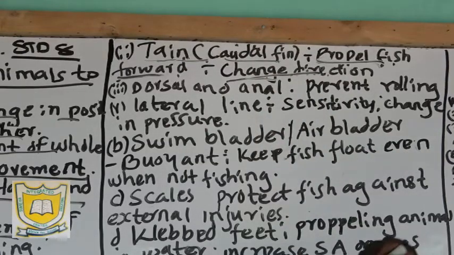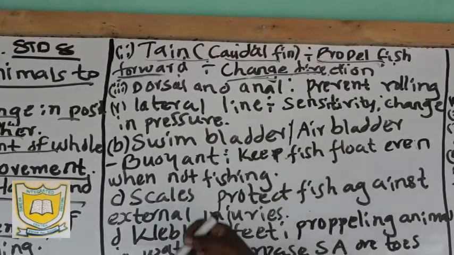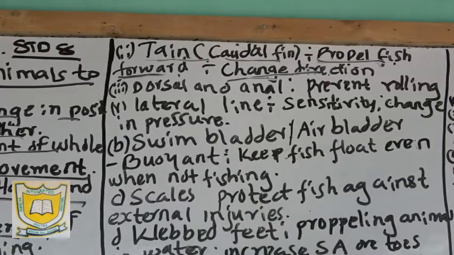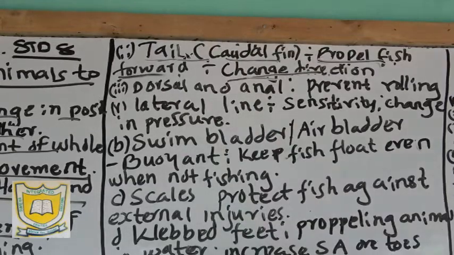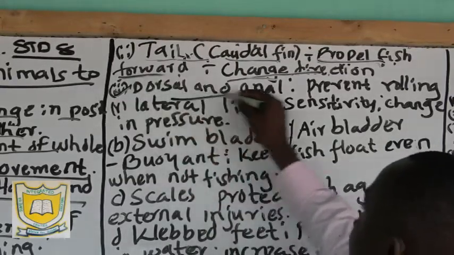If you are asked what fin helps this animal to change direction, you talk of the tail fin. Now, number three, we have the dorsal and the anal fin.